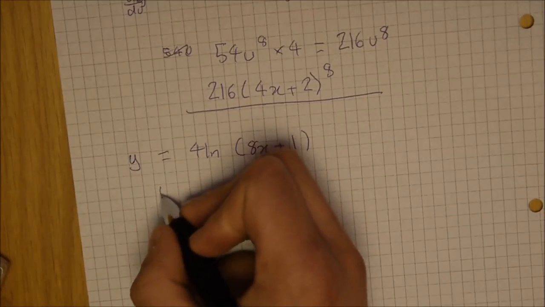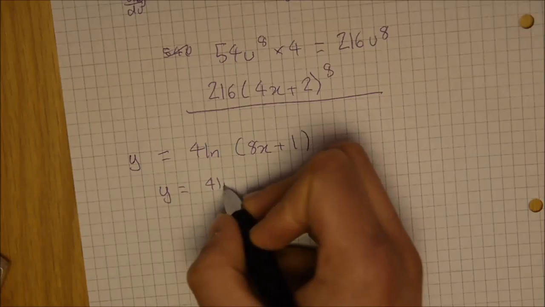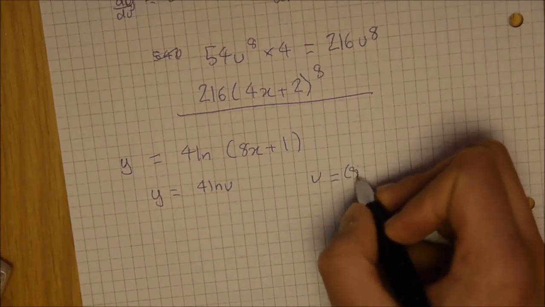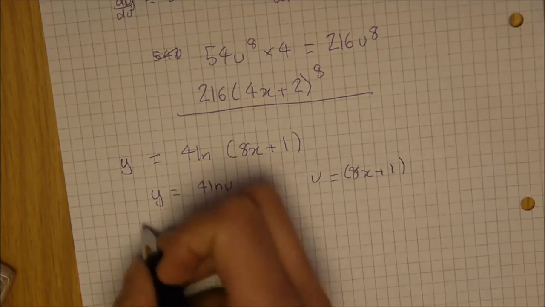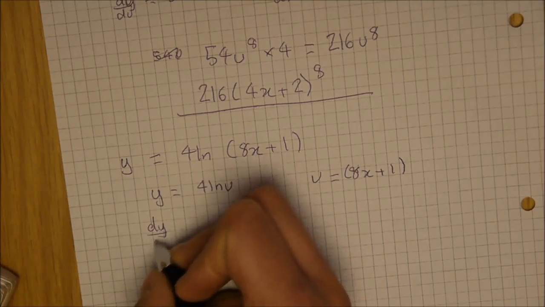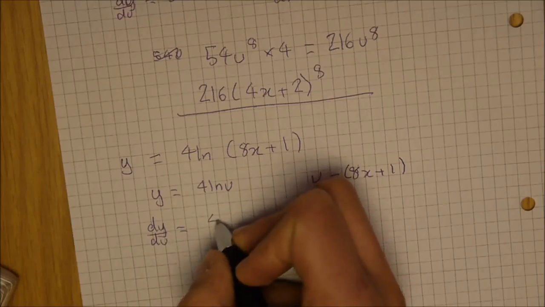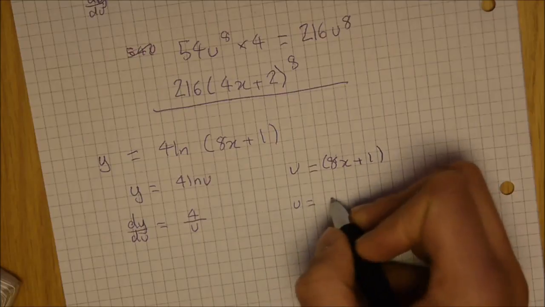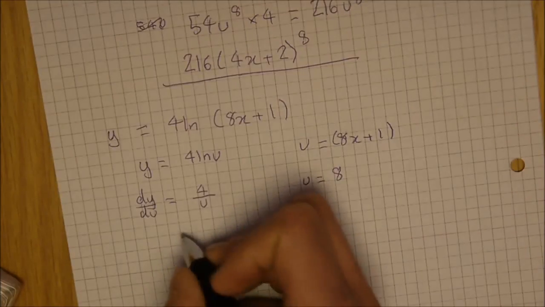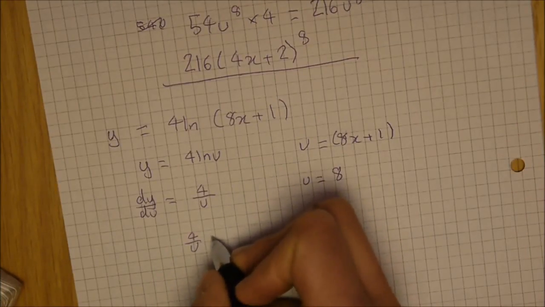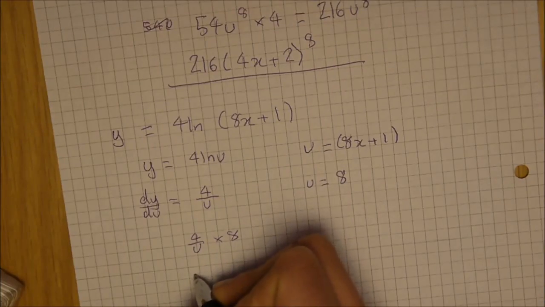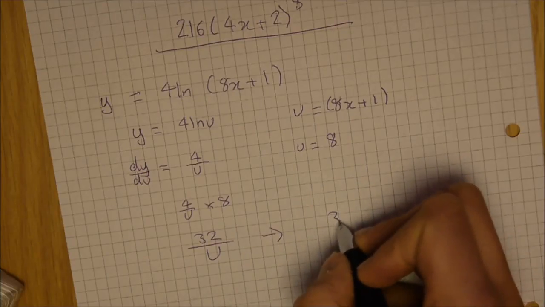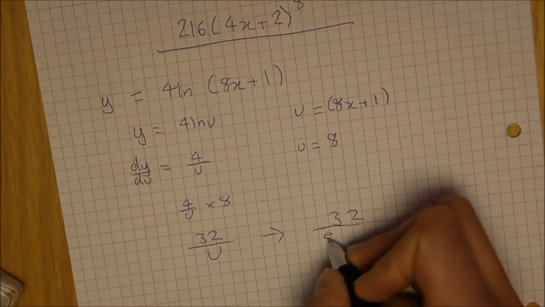So we can write this again as y equals 4 ln u, and then we can have u being 8x plus 1. So differentiate each of them in turn, dy over du equals 4 over u, and then du dx is going to just be 8. So we can do 4 over u times 8, which is going to be 32 over u, substitute it back in, so it's 32 over 8x plus 1.